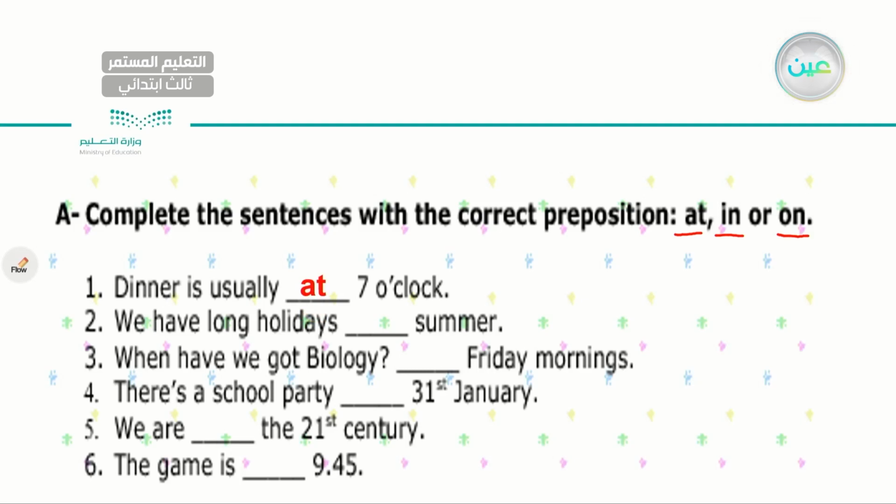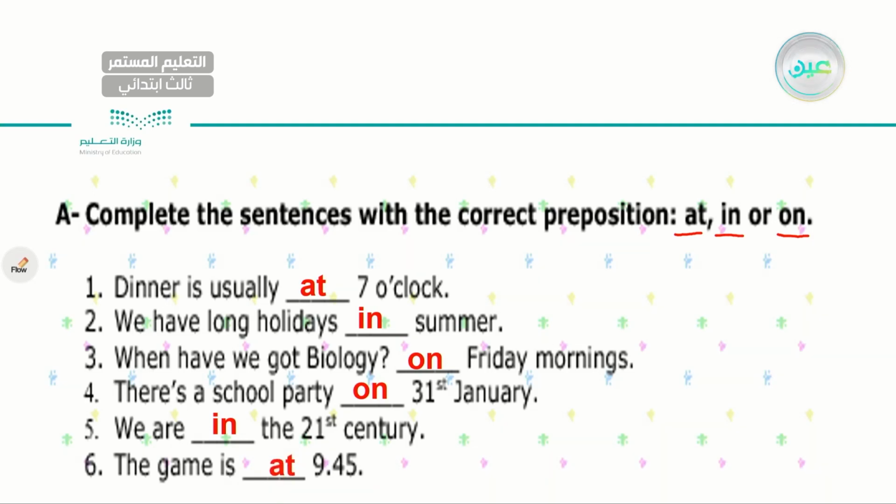Number 2, we have long holidays, summer. I have a season: in summer or in the summer. Very good, my dear student. Number 3, when have we got biology? Friday morning. I have a day here. On Friday morning. Very good. Number 4, there is a school party on 31st January. It's a day: on 31st of January. Very good. We are the 21st century. What do you think? In the 21st century. Very good. And the last one, the game is, here I have a time, we will pick at 9:45.